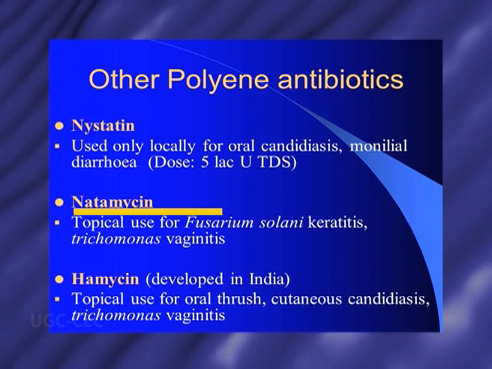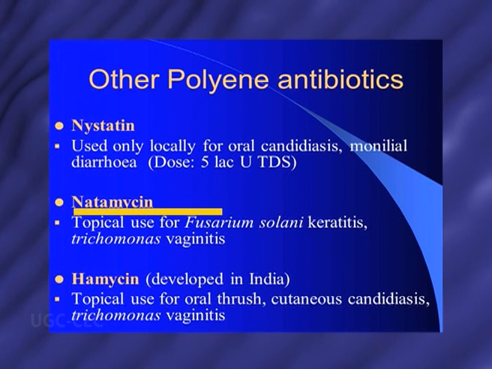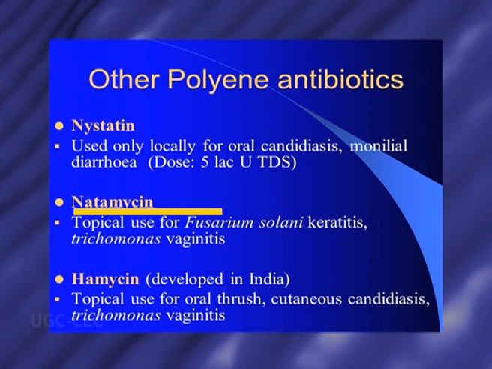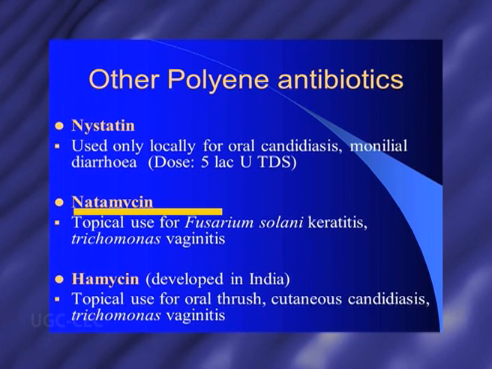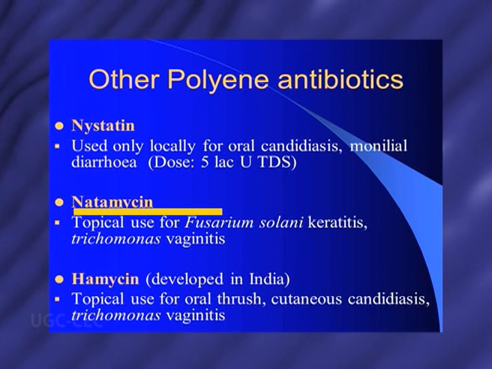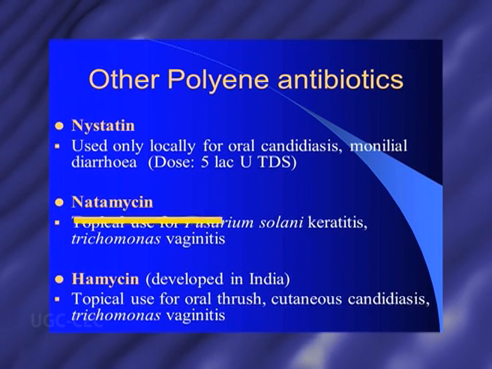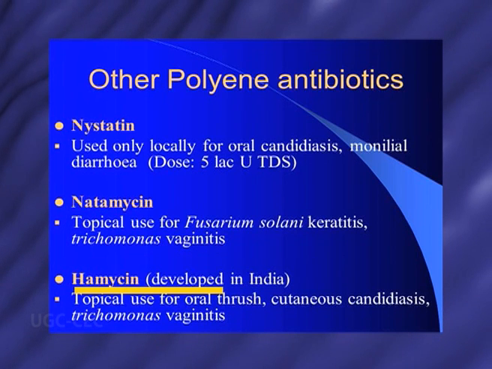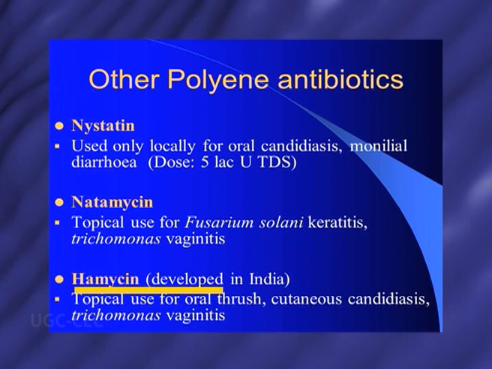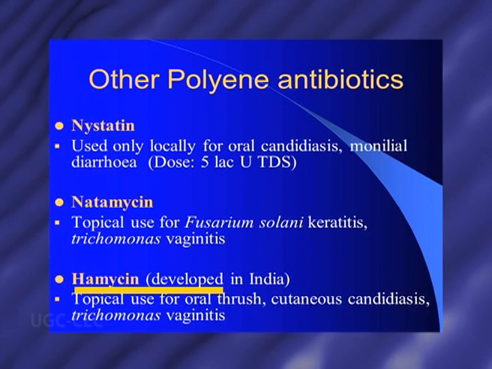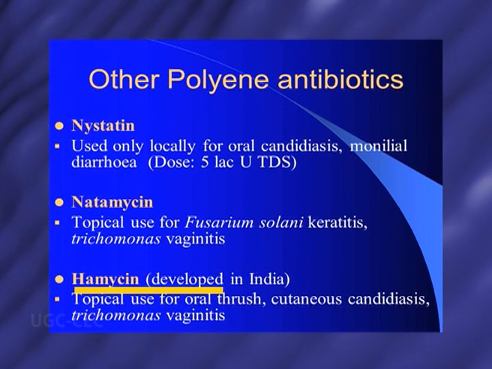Natamycin is used for infections of the cornea, and this is applied over the eye for Fusarium solani keratitis. It is also useful in case of Trichomonas vaginitis. Hamycin was an antifungal agent originally developed in India. It is topically used for oral thrush, cutaneous candidiasis, Trichomonas vaginitis, etc.